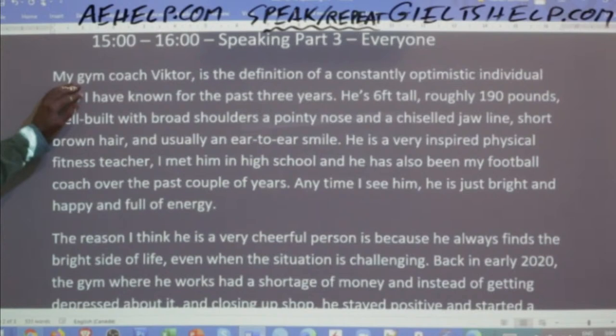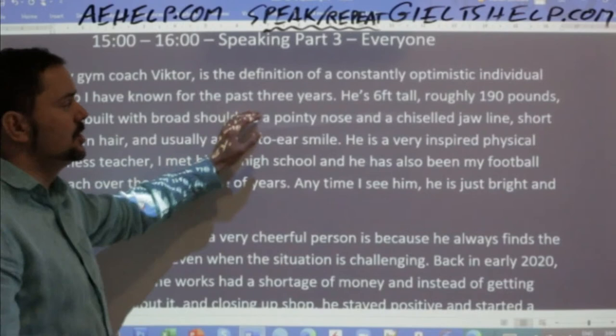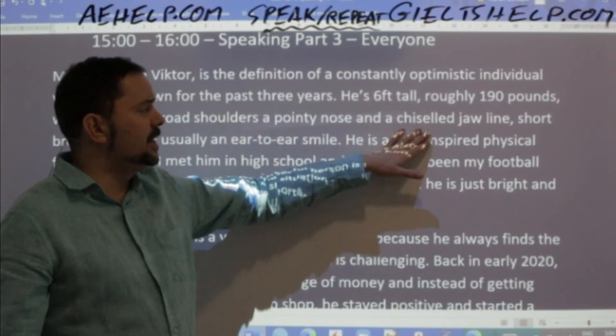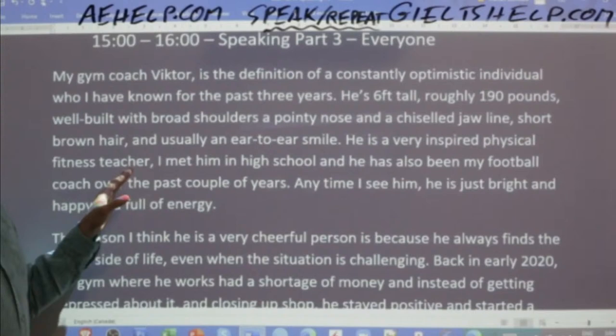So my gym coach, Victor, is the definition of a constantly optimistic individual who I have known for the past 3 years. He's 6 feet tall, roughly 190 pounds, well-built with broad shoulders, a pointy nose, and a chiseled jawline, short brown hair, and usually an ear-to-ear smile. He is a very inspired physical fitness teacher. I met him in high school, and he has also been my football coach over the past couple of years.